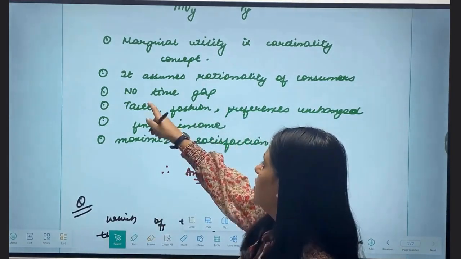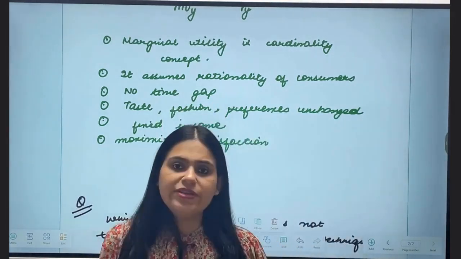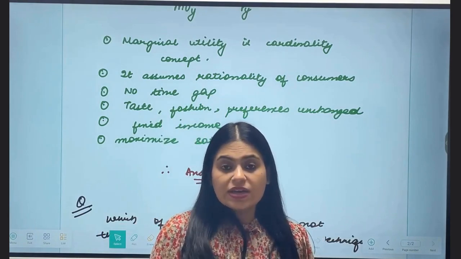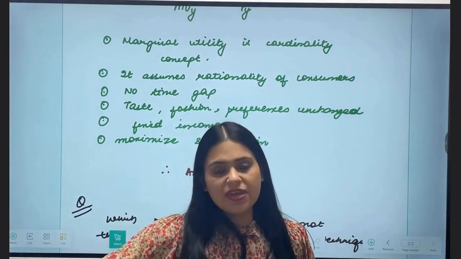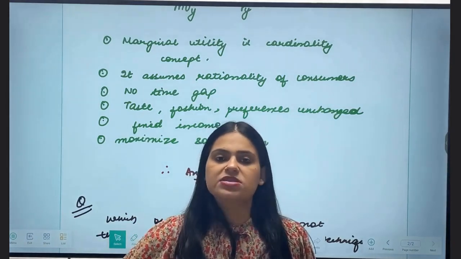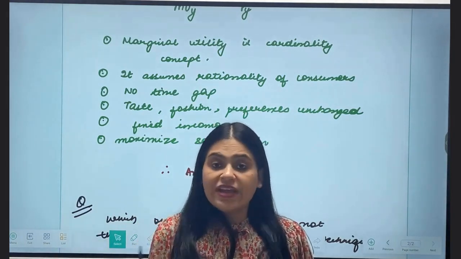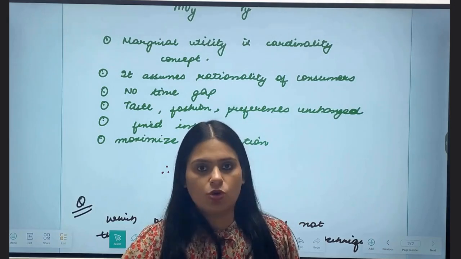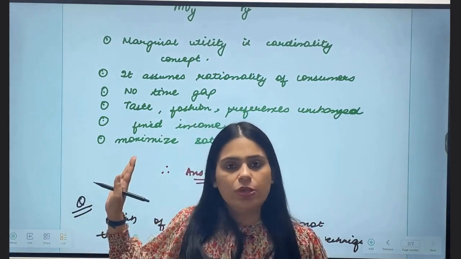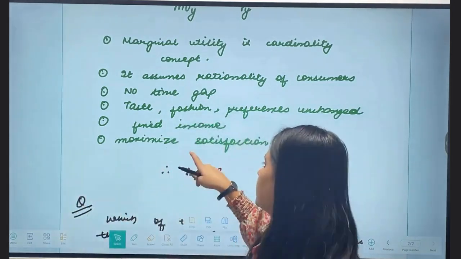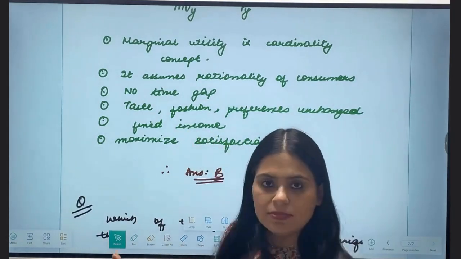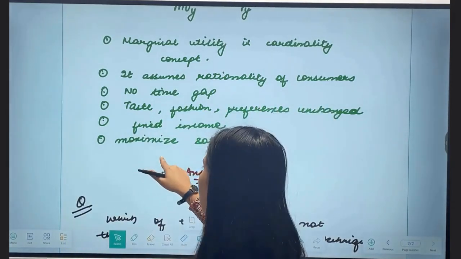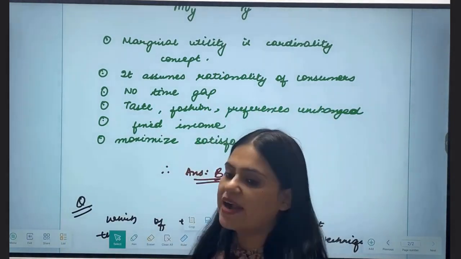What's the third thing? There is no time gap. If I am consuming the first unit today, consumption should be consecutive. I will consume the second unit right now, the third right now, and so on. It should not happen that I consume the first unit today and the second unit tomorrow. Then this rule will not hold. The next is there should be fixed income and taste and preferences should be unchanged. And beta, the last is I should be maximizing satisfaction.